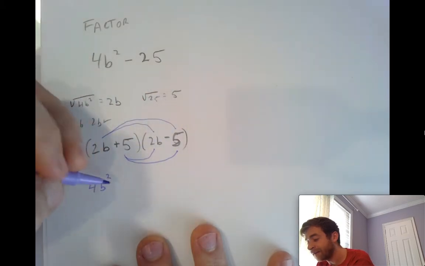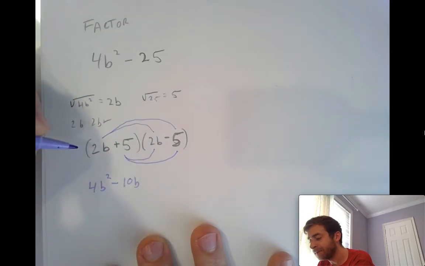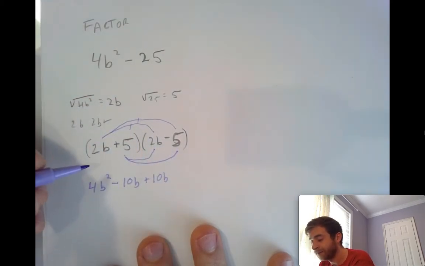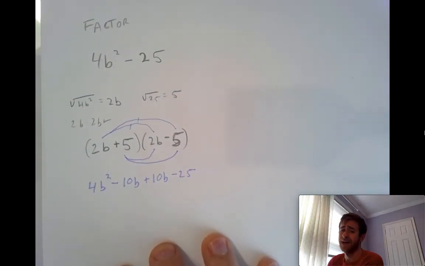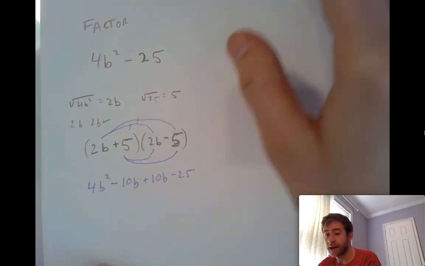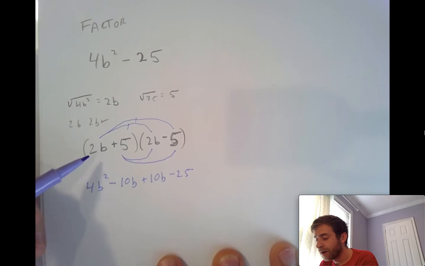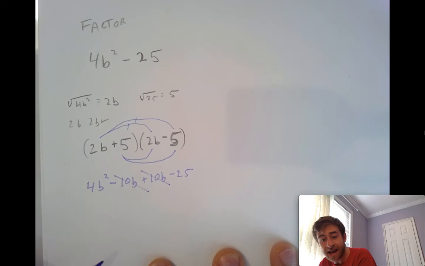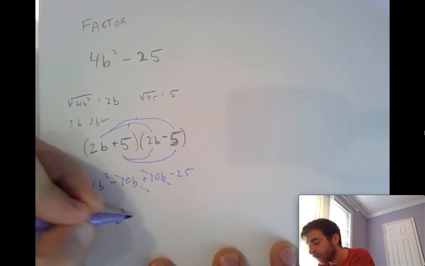2b times negative 5 is going to be minus 10b, and that's it for those two. 5 times 2b is going to be plus 10b, and then 5 times negative 5, negative 25. And again, this comes back to what we saw in our original warm-ups higher up on the page, where this factored form works because it gives you two parts that cancel out, and then you're left with just the two perfect square parts.